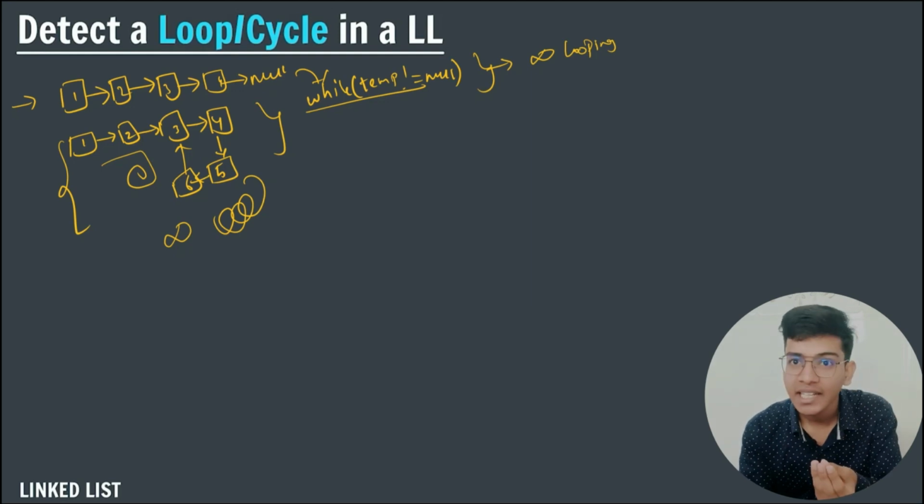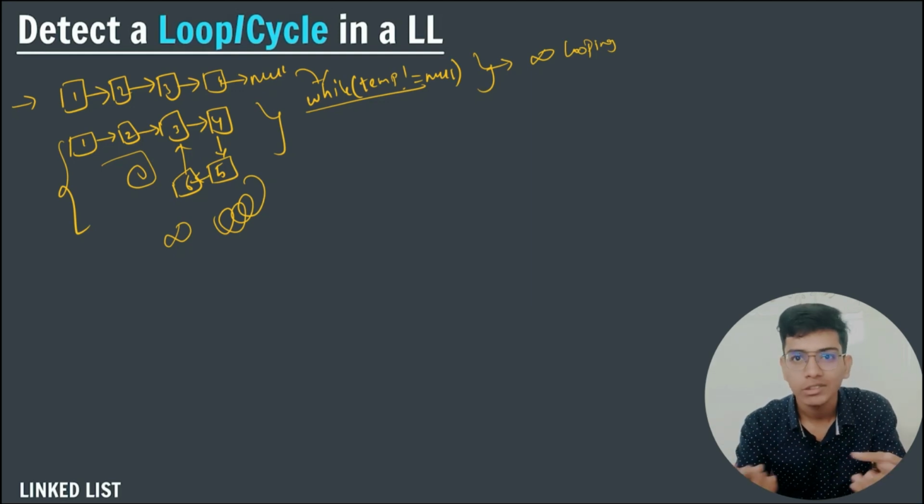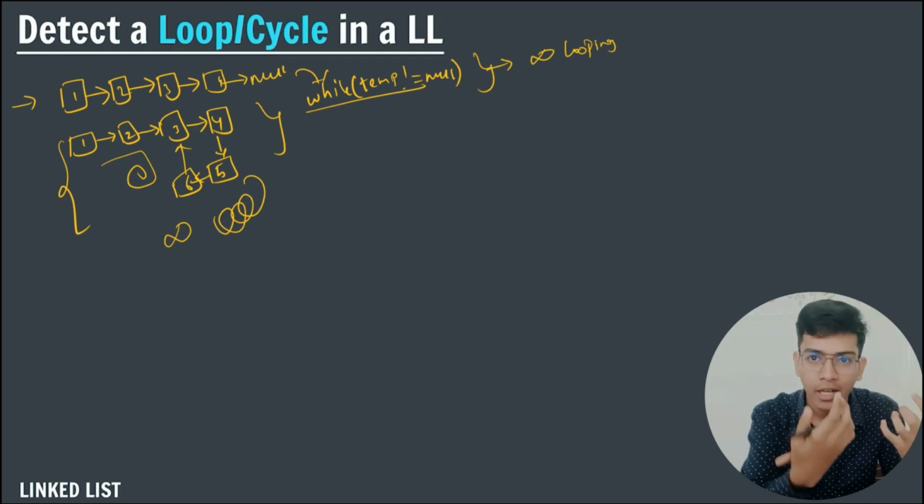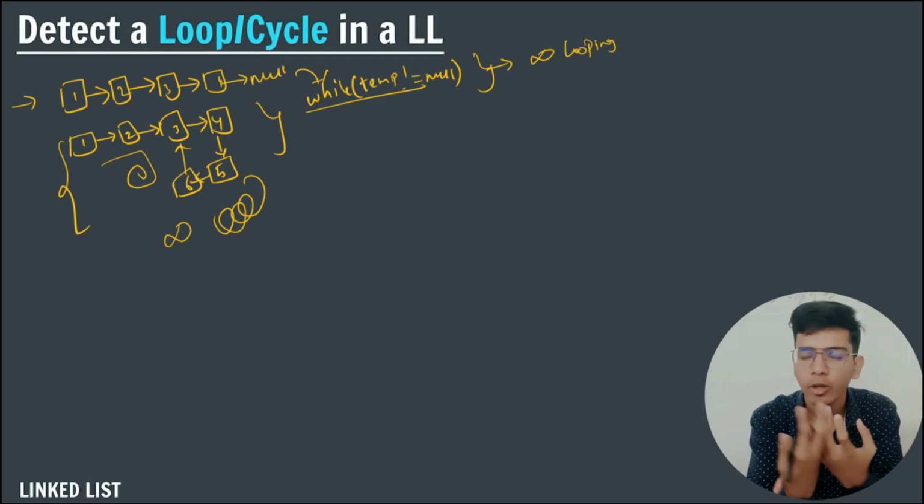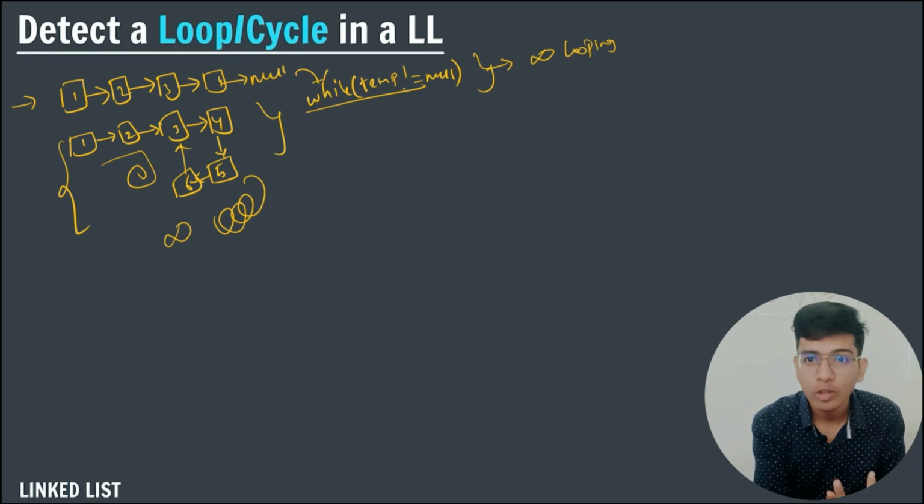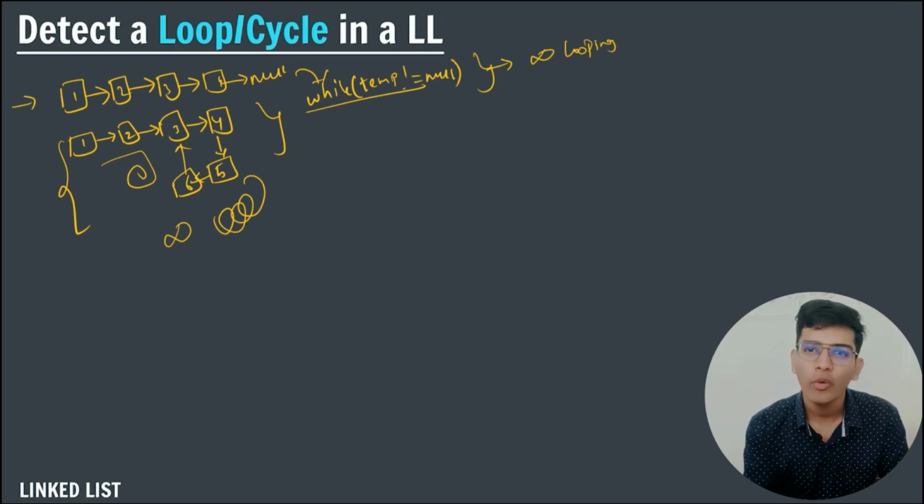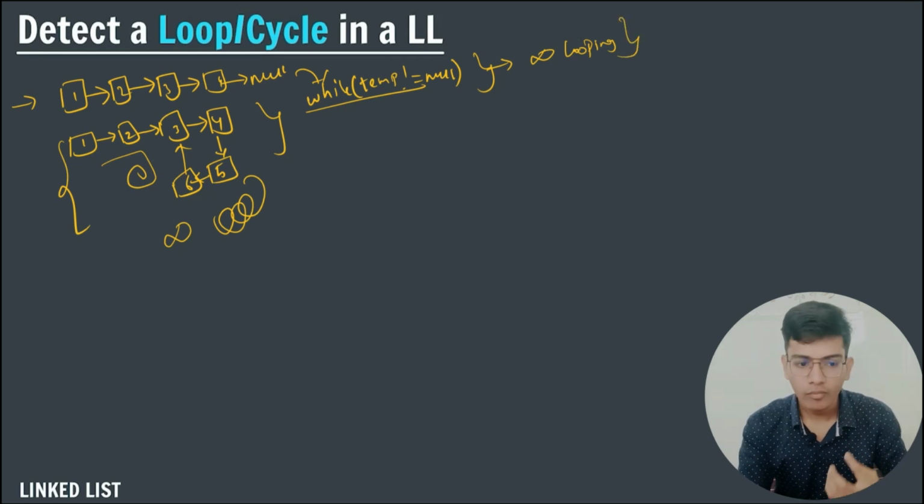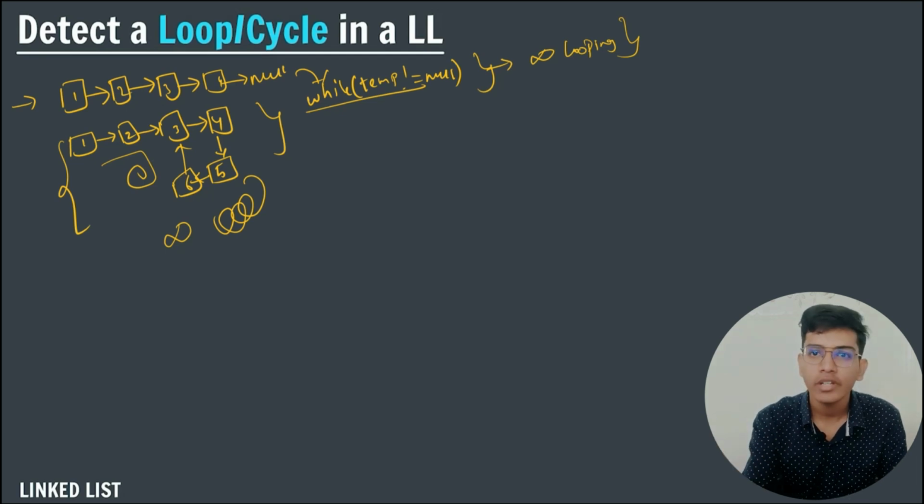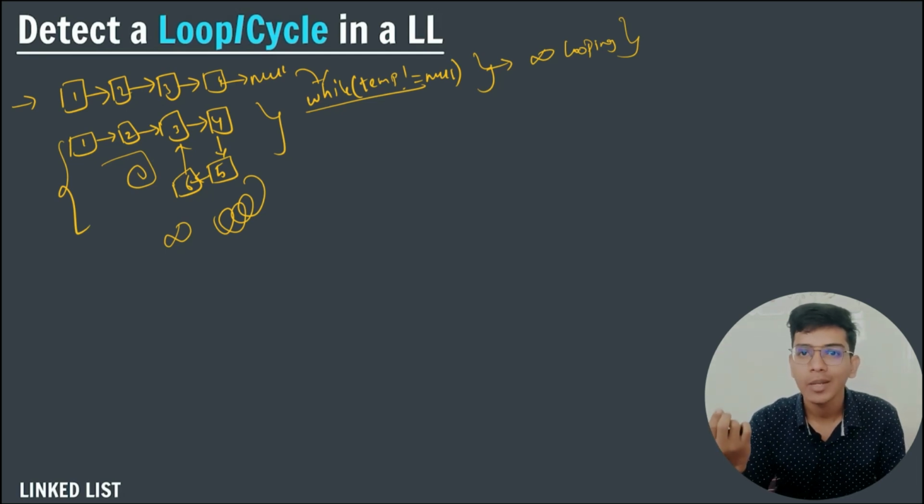So to avoid this problem, we need to detect a cycle. If there is a cycle, then we'll apply some other operations. We'll change our algorithm of traversing my linked list, and we'll do some other things if we know whether there is a cycle in my linked list or not. So how can we avoid this problem, or basically how can we detect a cycle in my linked list?